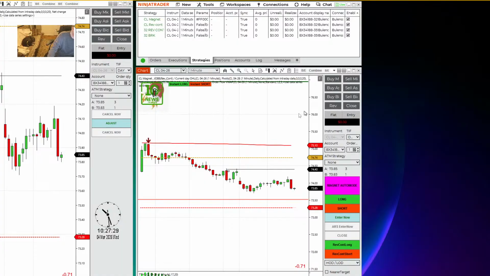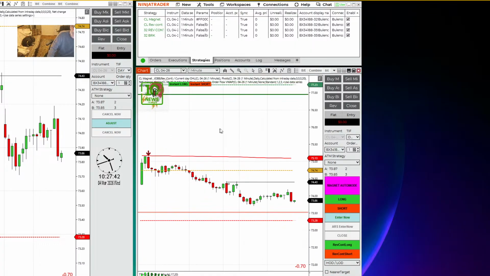It just goes to show what we mean about oil. Oil does not follow the technicals the way most other instruments do, which is crazy. It's crazy. You can't count on oil moving in the right direction.